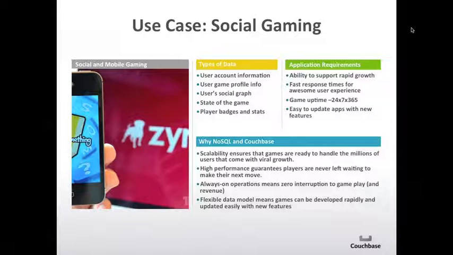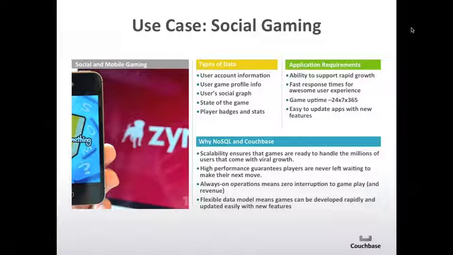The state of the game, so things like what's happening in the game world, how many objects exist, what's the state of those objects, and so forth. And finally, the rewards, right? So player badges and stats associated with each player. You can think about things like leaderboards, which would be very common in a game world, and the data stored in the leaderboard would be stored in a backend system like Couchbase.